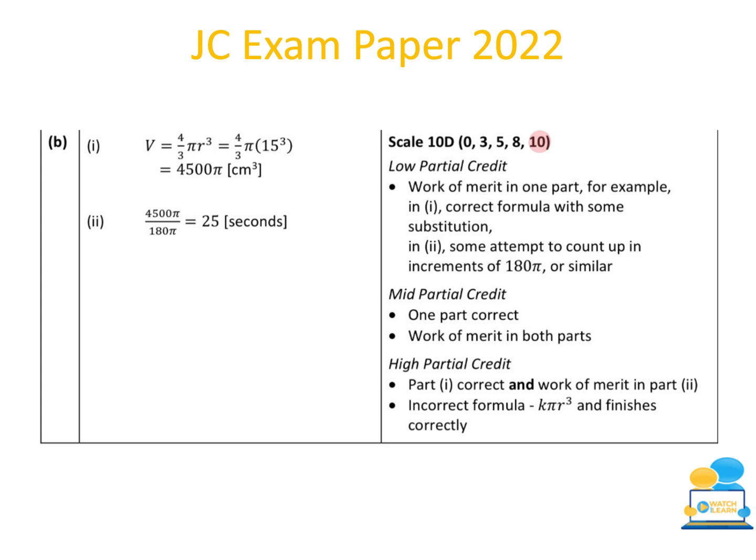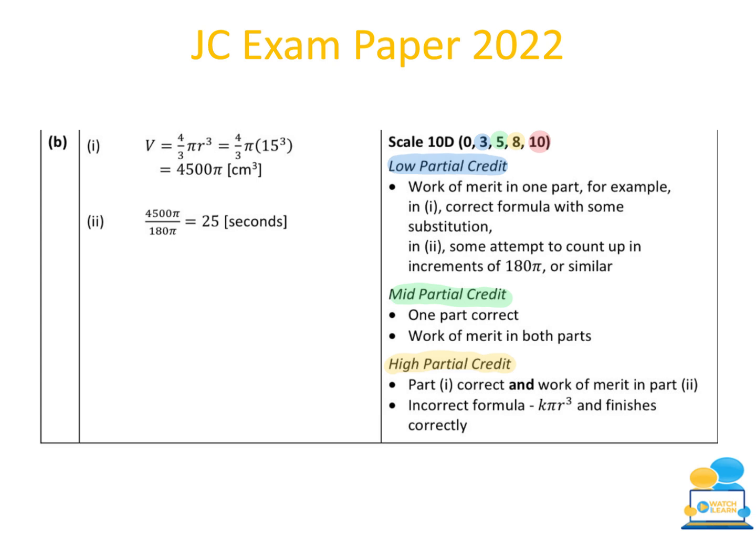So you have a low partial credit, which would give you 3 marks. You have a mid partial credit, which would give you 5. And then finally you have a high partial credit, which would give you 8. And then you have your 0 if you didn't attempt the question maybe, or you didn't get anything, and you have your 10 marks if you got everything correct.